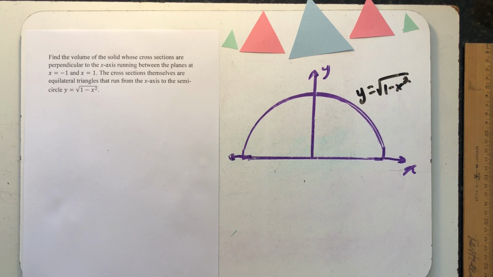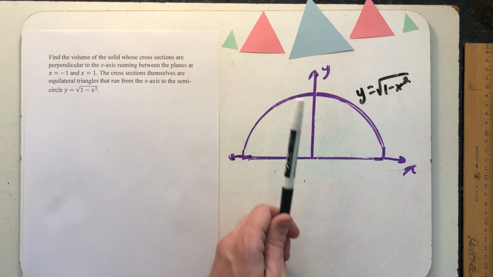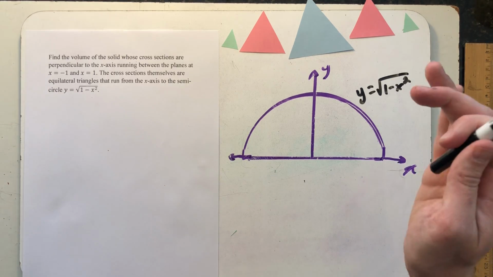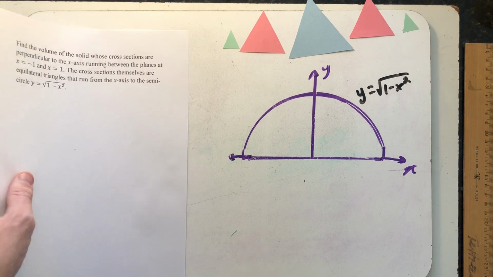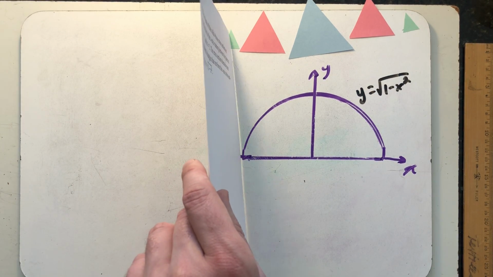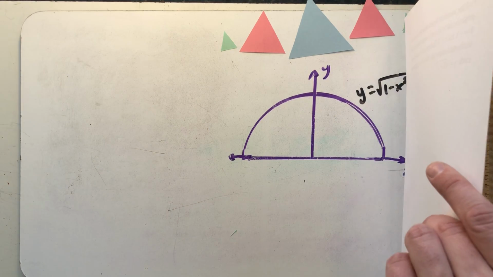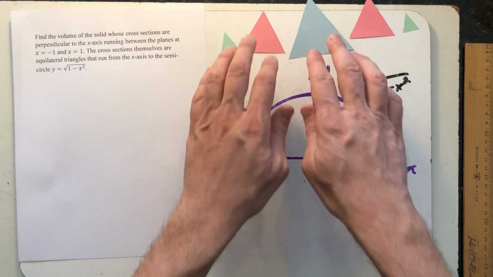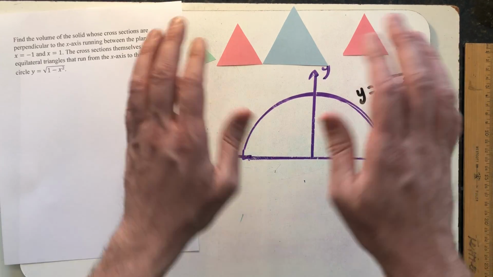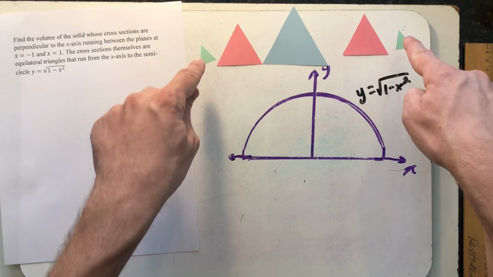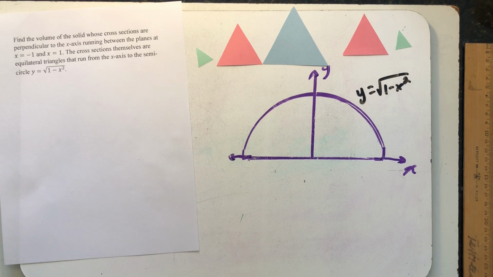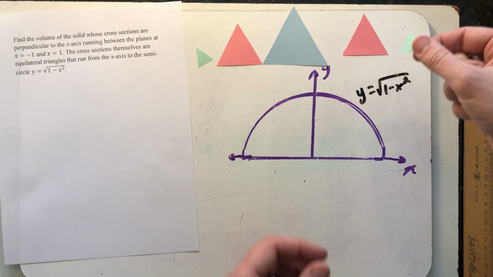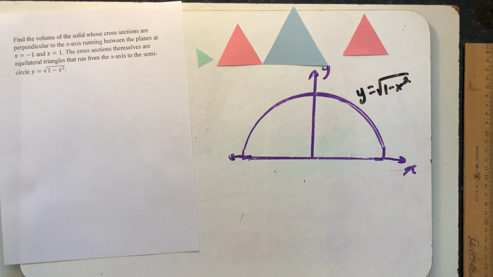So I've already graphed the semicircle, and what I am told is that the cross-sections are perpendicular to the x-axis, starting at -1 and ending at +1. So I can imagine those planes that the solid runs between here and here. And then I'm told the cross-sections themselves are equilateral triangles. So I have several equilateral triangles here, or triangles I'm willing to pretend are equilateral. The little green ones aren't particularly good, but we'll just pretend those are equilateral triangles.